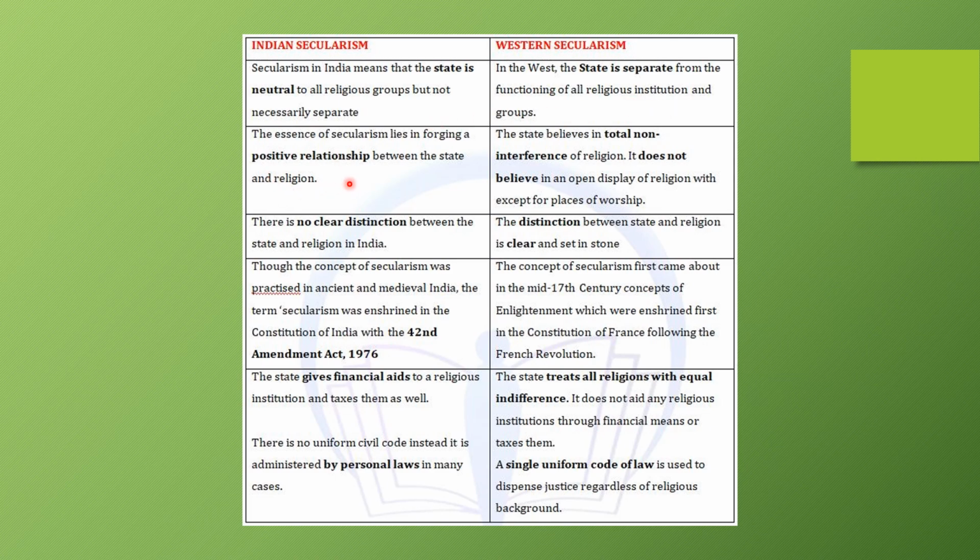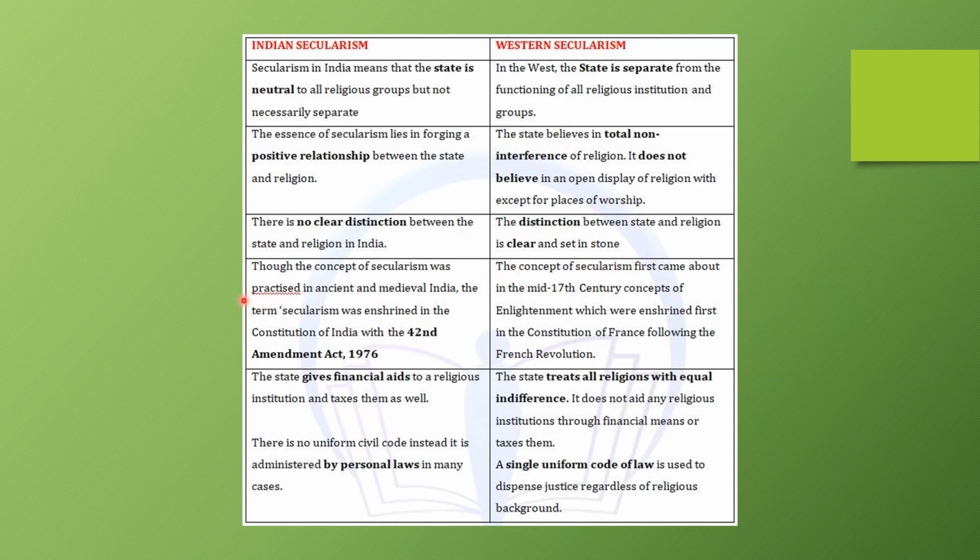And in Indian secularism, the essence of secularism lies in forging a positive relationship between state and religion. In Western secularism, the state believes in total non-interference of religion. It does not believe in the open display of religion except for places of worship. And in Indian secularism, there is no clear distinction between the state and religion. In Western secularism, the distinction between state and religion is clear and set in stone.